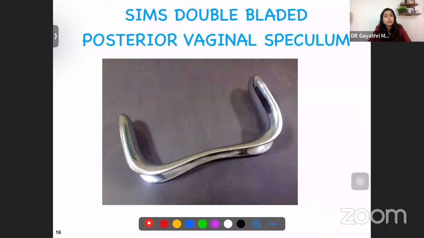So what is the use of this SIMS speculum? This is basically used to retract the vaginal walls so as to give us a clear view of the cervix so that we can carry out any procedures in that region. It helps us to visualize the vaginal walls as well as the cervix.